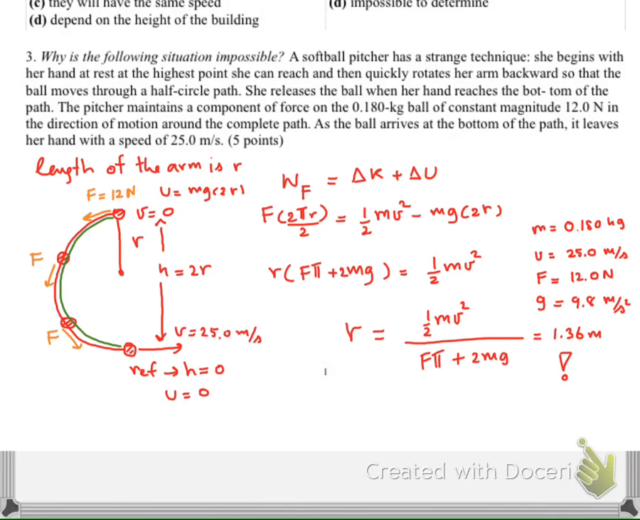So imagine a woman with a 1.36 meter long arm. This is unlikely, right? This is unlikely for a woman or even a man to have a 1.36 meter long arm. So that's why we may expect that this is impossible. It means that if you want to have this situation, you must have an arm that is 1.36 meters long.